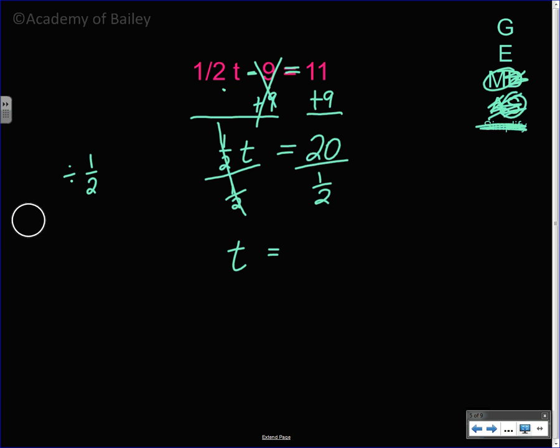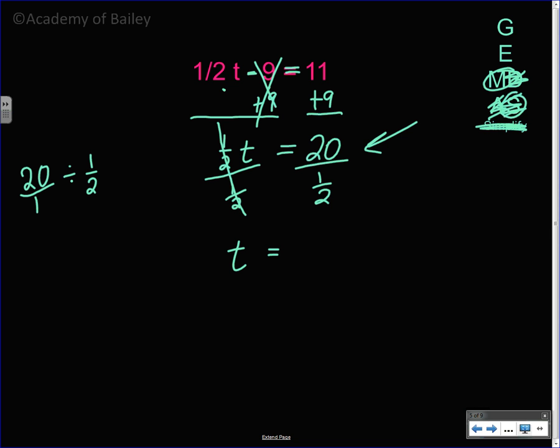And let me slow down here. I know I said we have 20 divided by 1/2. That's what we have right there. And anytime that you have a number without a fraction, you can always put it over top of 1, and then you have it in a fraction.